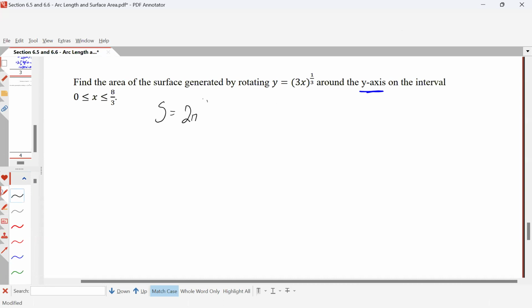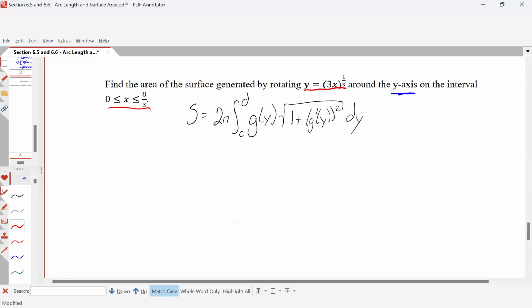So it's going to be 2 pi, the integral from c to d, where c and d are on the y-axis, of our function in terms of y, the square root of 1 plus our derivative of y squared dy. Right now, everything we have given to us is in terms of x. So we need to switch everything over into terms of y and then apply this formula.